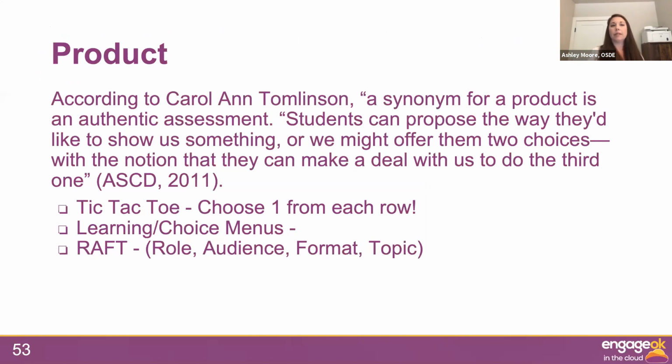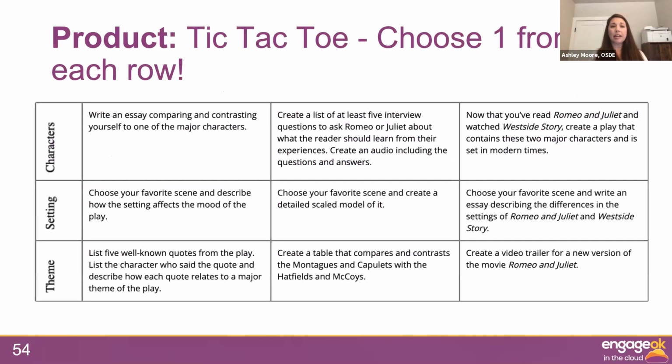I want to point out this Carol Ann Tomlinson quote. A synonym for product is authentic assessment. And I really like that. So when I think about product, my mind automatically goes to authentic assessment. Students can propose the way they'd like to show us something, or we might offer them two choices with the notion that they can make a deal with us to do the third one. This just helps us to know that there are multiple ways that students can demonstrate their understanding and knowledge of a topic. It doesn't just have to be one way, always summative assessment. And so we can offer these to students because the goal is to see what they've learned and how they've learned it.